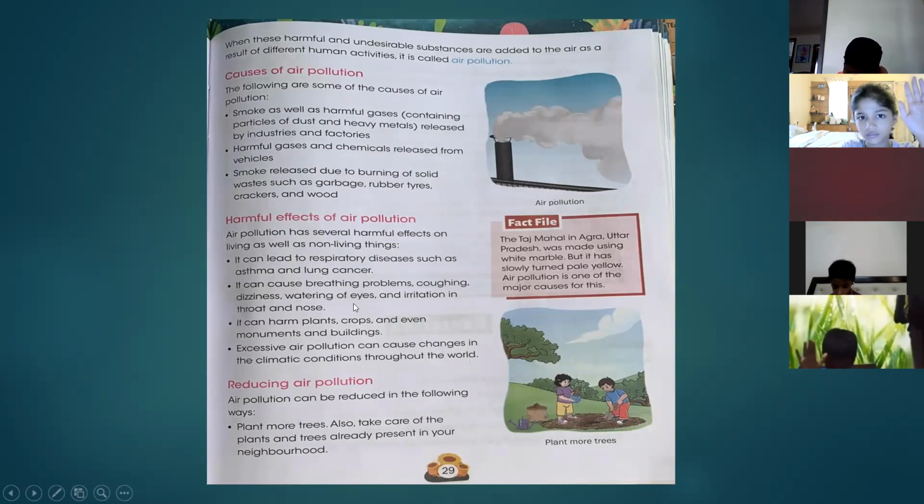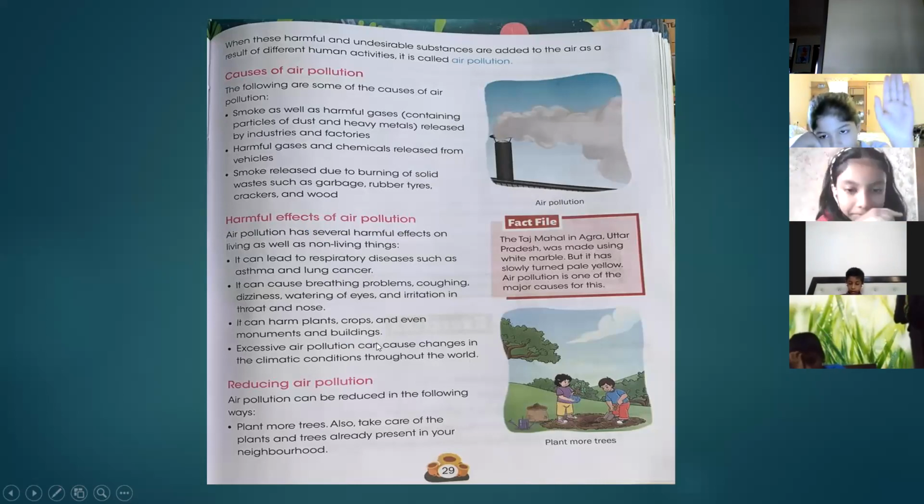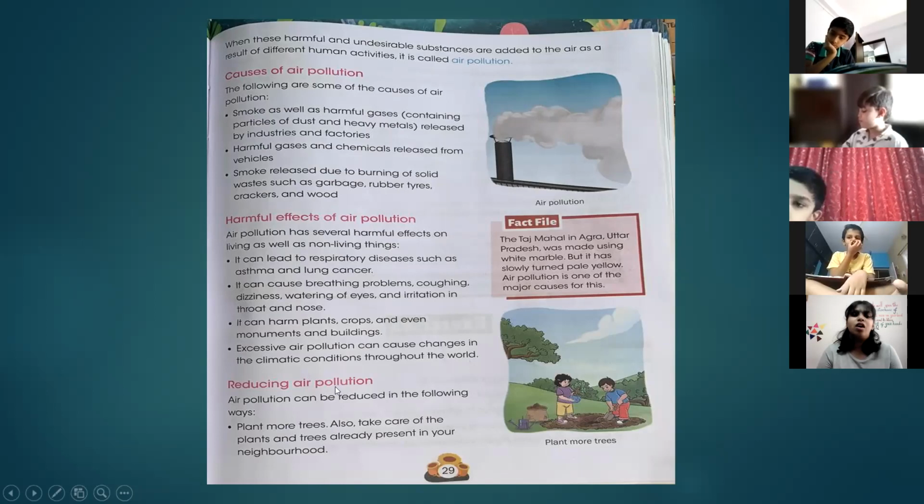Dizziness. Children, dizziness means you feel your head can't stay stable, like the whole thing is rotating. So that is what you call dizziness. Continue. Watering of eyes and irritation in throat and nose. It can harm plants, crops, and even monuments and buildings. Excessive air pollution can cause changes in the climatic conditions throughout the world. Okay, thank you.